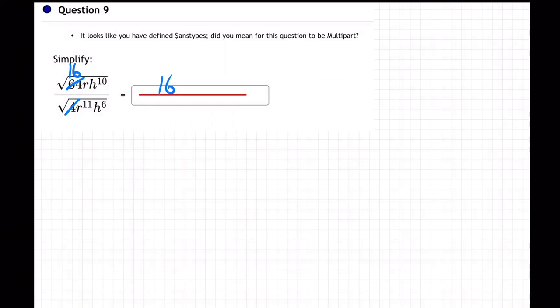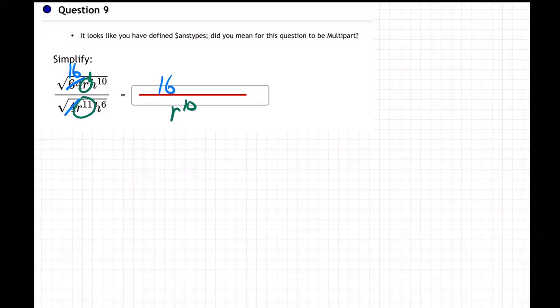Next, look at the r's. We have r on the top and r to the 11th on the bottom. They're going to subtract, leaving r to the 10th on the bottom. You see that right there? You just subtract the powers, right? And this is an invisible 1 power. If there's no power on the r, it's r to the 1 on the top. There's 1 r, and so the bottom is 11. 11 minus 1 is 10 left over on the bottom.